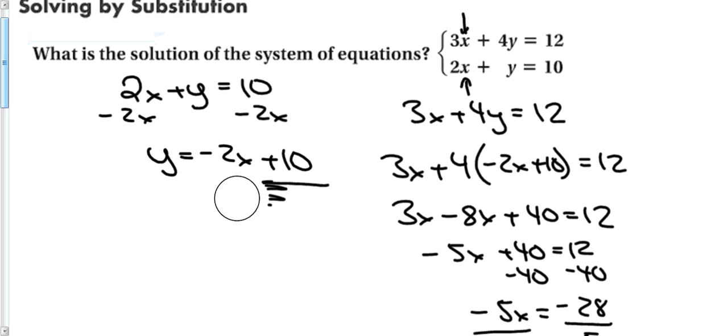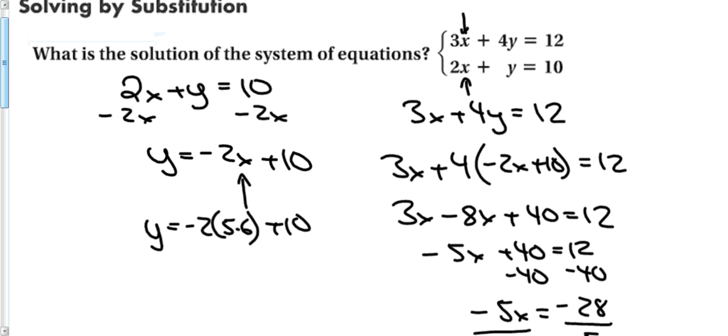but I already have an equation that has x by itself on one side and y equal to that expression. So I'm going to use this expression right here in order to solve for y. So y is going to be equal to negative 2 times 5.6, which is what x is equal to, plus 10. So that gives me negative 11.2 plus 10. So y is going to be equal to negative 1.2.